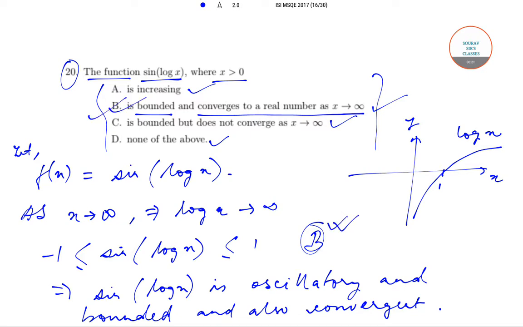So today we have solved question number 19 and question number 20 from the ISI MSQE question paper of year 2017. We'll be solving the next questions in the subsequent videos.